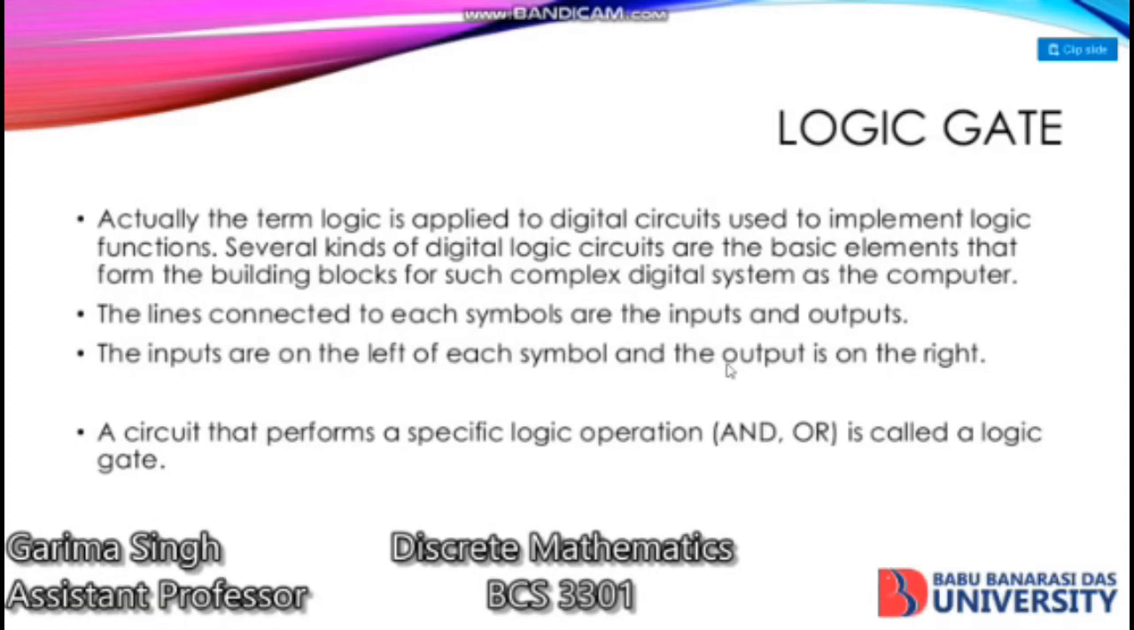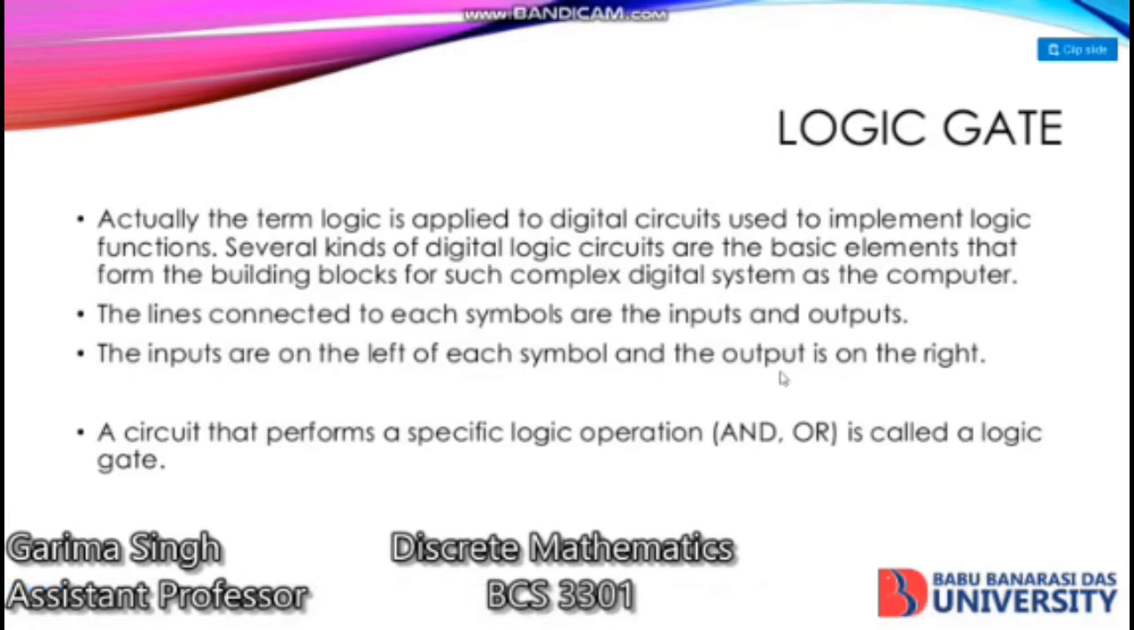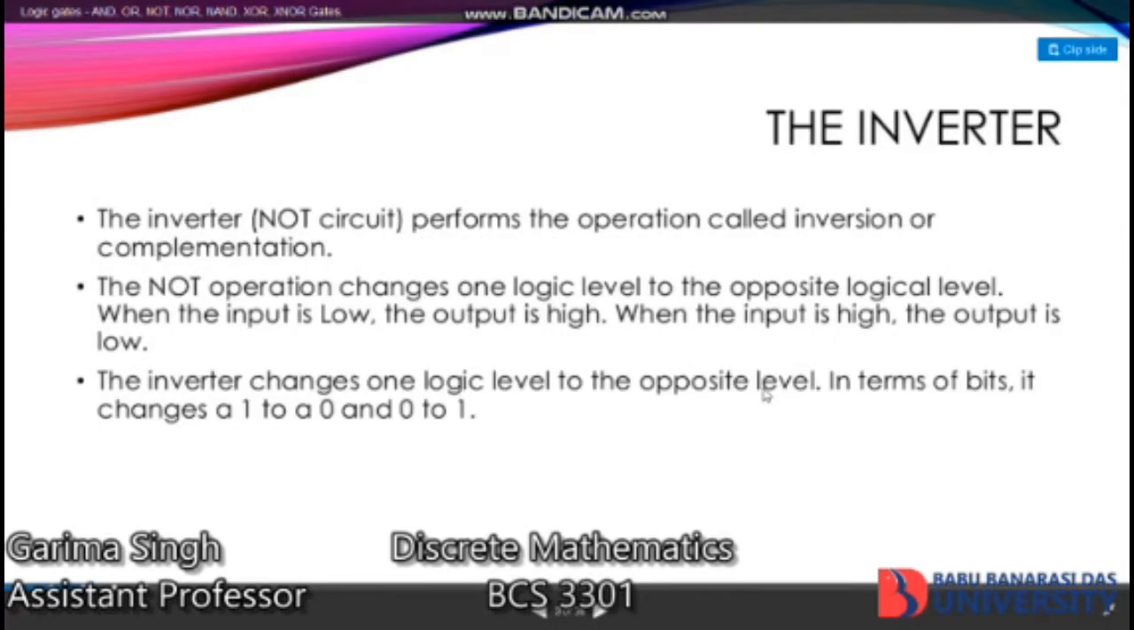Actually, the term logic is applied to digital circuits used to implement logic functions. Several kinds of digital logic circuits are the basic elements that form the building block for such complex digital systems as the computer. The lines connected to each symbol are the input and output. The inputs are to the left of each symbol and the output is on the right side. The circuit that performs a specific logic operation, such as an AND gate or OR gate, is also called a logic gate.